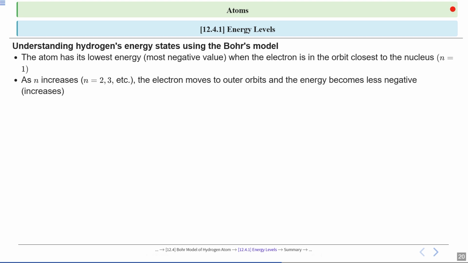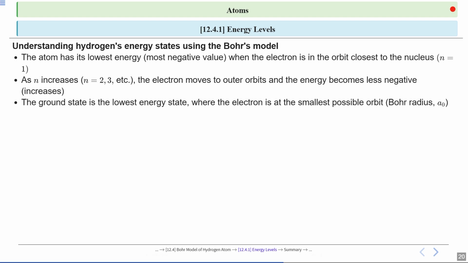As we increase the value of n to 2, 3 and so on, the electron moves to orbits that are farther from the nucleus. The energy of the electron becomes less negative, which means it is increasing. This shows us that the electron is less tightly bound to the nucleus as it moves to the higher orbits.